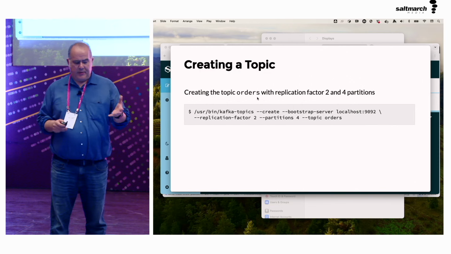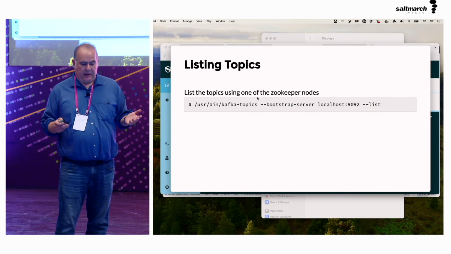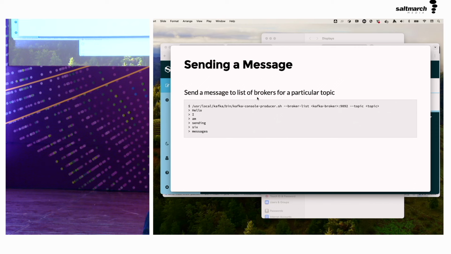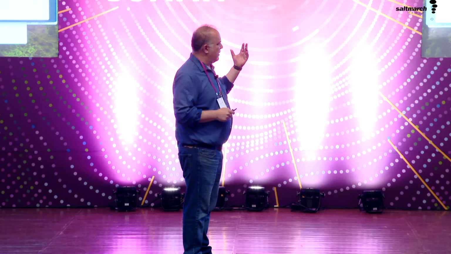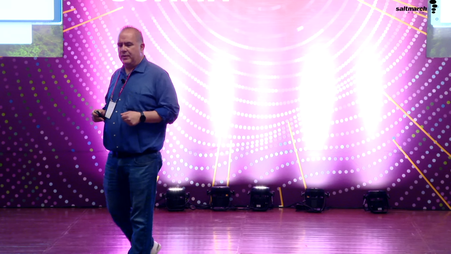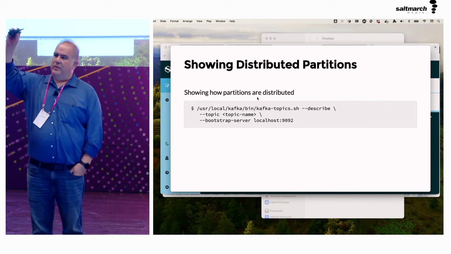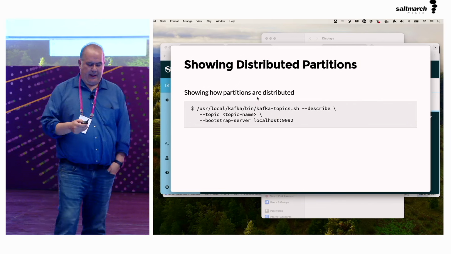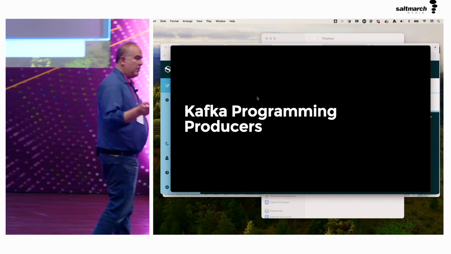We have some CLI tools, so you can create topics at the CLI level, which is fairly easy to do. You can list topics. You can send a message, so if you want to try things out, there's a Kafka console producer, and you can receive messages as well. These are just utilities that you can use with Kafka. If you're going to do a lot of administrative work, there's the one called Kafka Topics. What this will do is show the leaders, the in-sync replicas, and everything that you need to know there.